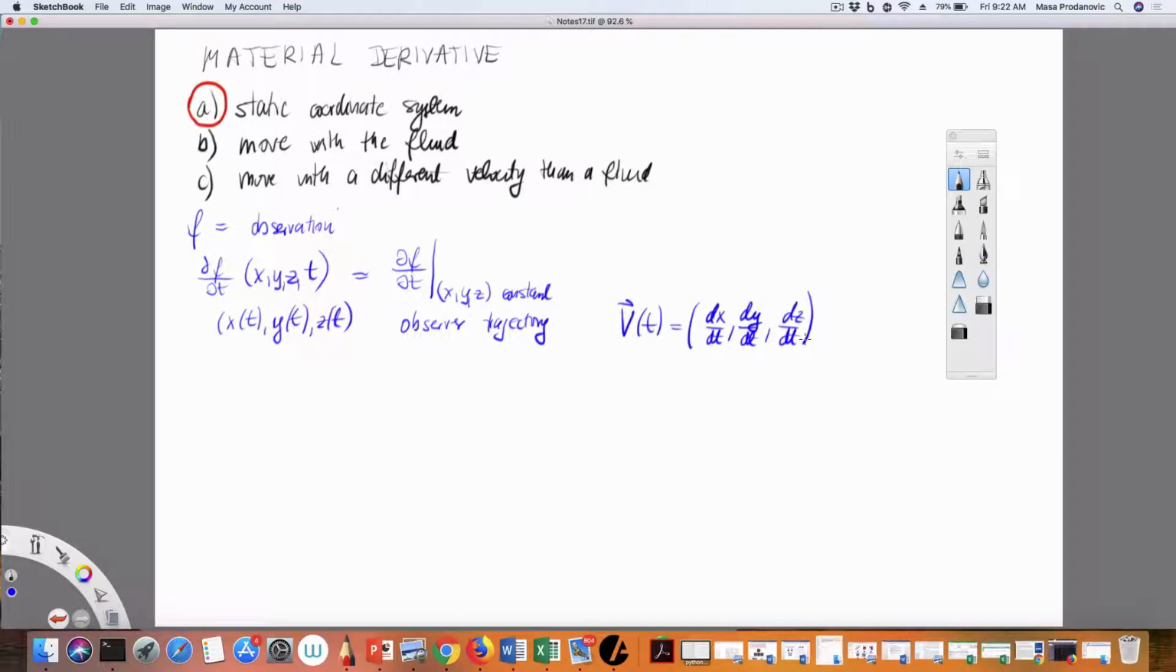Then my total time derivative is not just a partial derivative of f mathematically. If I'm looking at the derivative of my observation f in time, I have to look at the total derivative in time, df dt, and that is d dt of f of x of t, y of t, z of t, t.